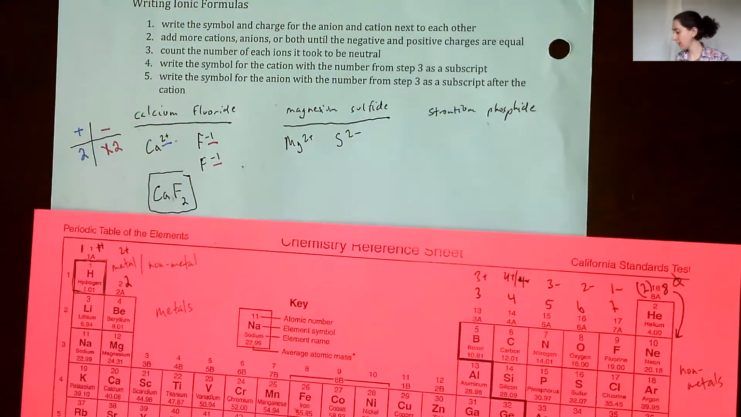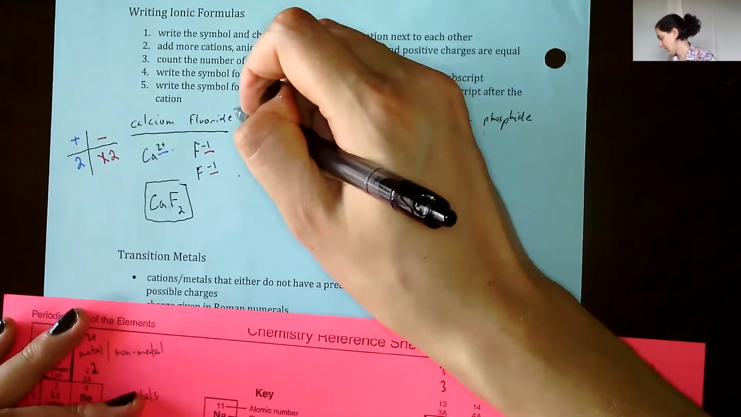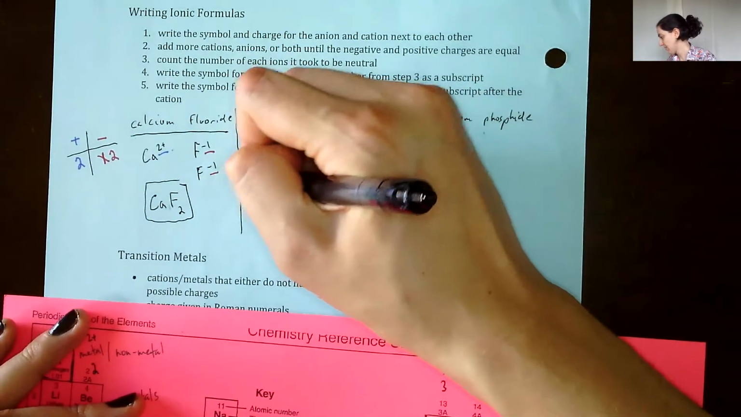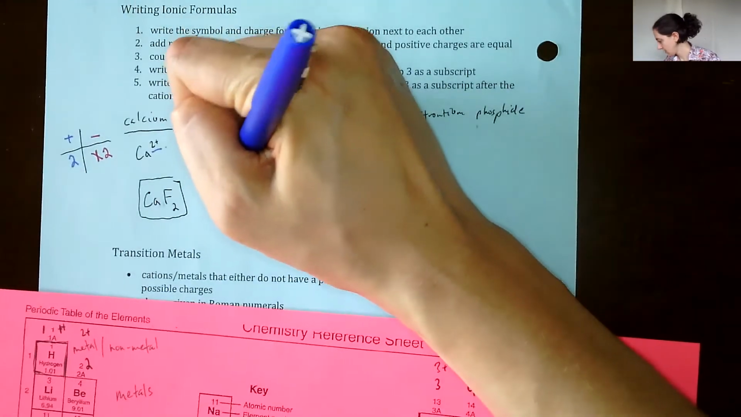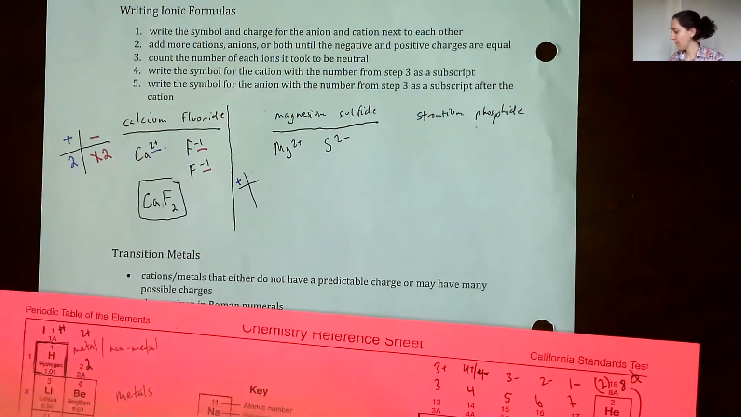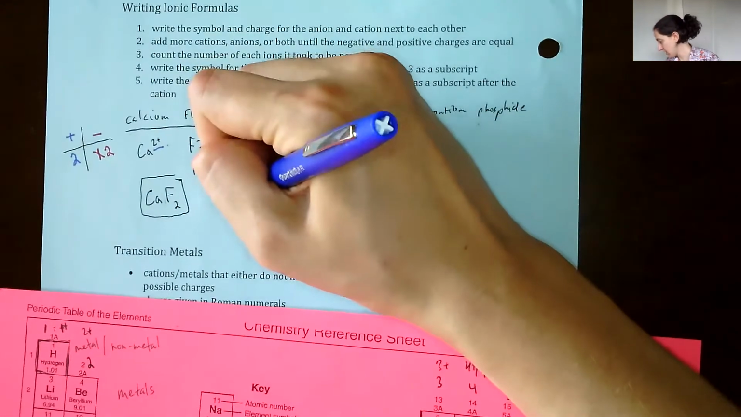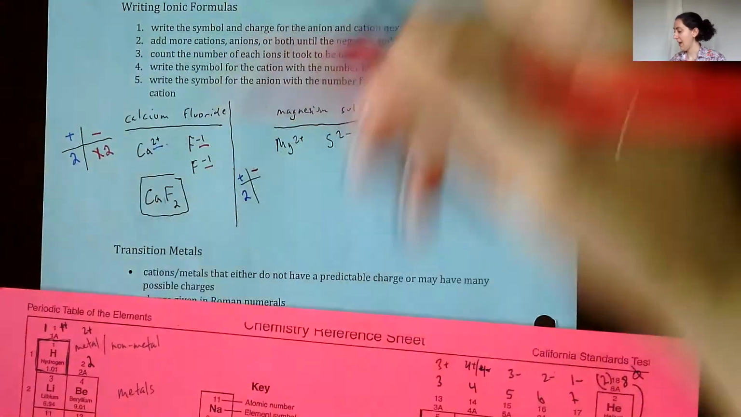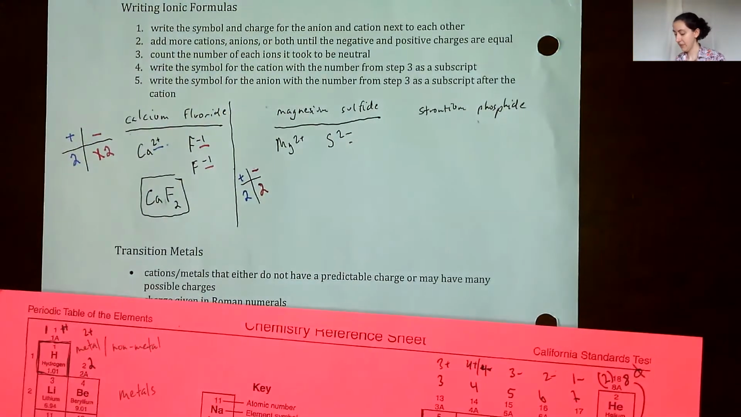So let's do our little table-y thing off to the side, just because I kind of like it. Can be useful. Sometimes it's good to have a visual. Okay, so we've got our positives and our negatives. So Mg is a 2 plus. So we've got 2 in the positive category, and S is a 2 minus. So we've got 2 in the negative category.